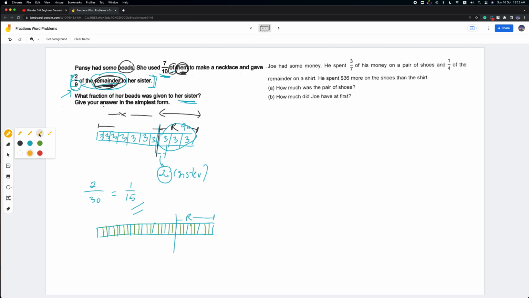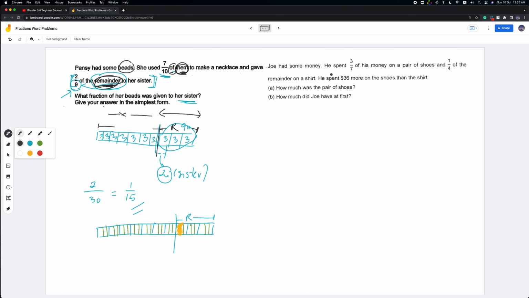I'm going to use a different color again here. I'm going to use the highlighter mode to show you that I'm going to take 2 out of 9 parts here. So this is 2 out of the 9 parts of the remainder. She has 2 that she gave to her sister, and the total is 30. If you count slowly, 1, 2, 3, 4, it will be 30. All right, on to the next question. Almost at the 20 minutes mark.